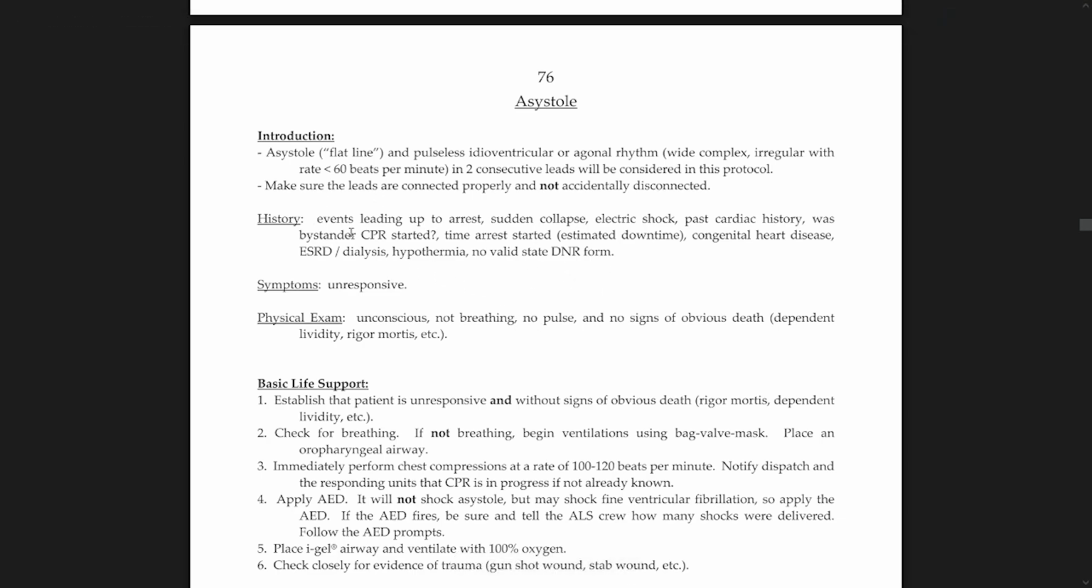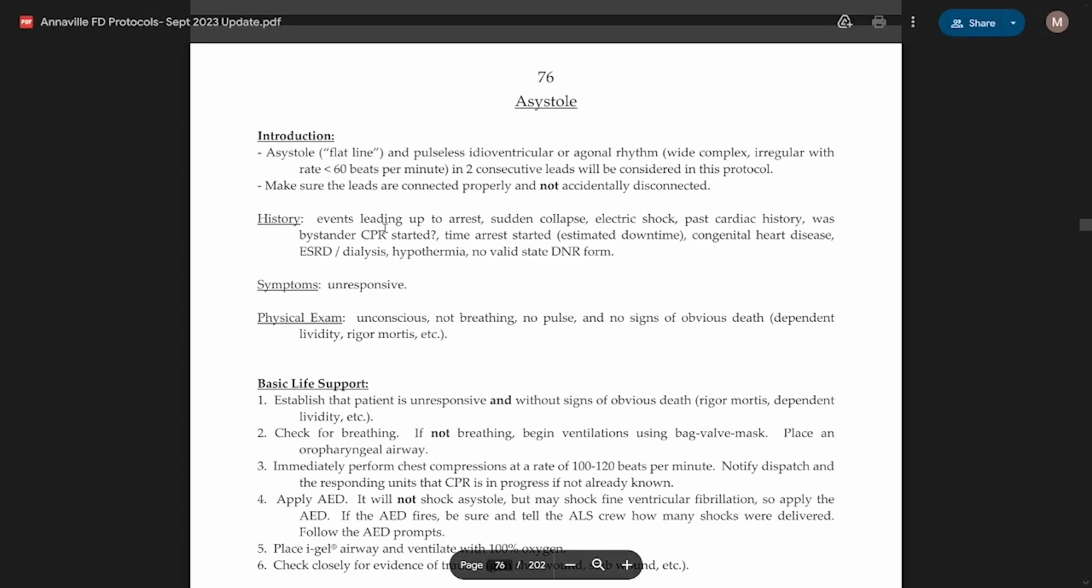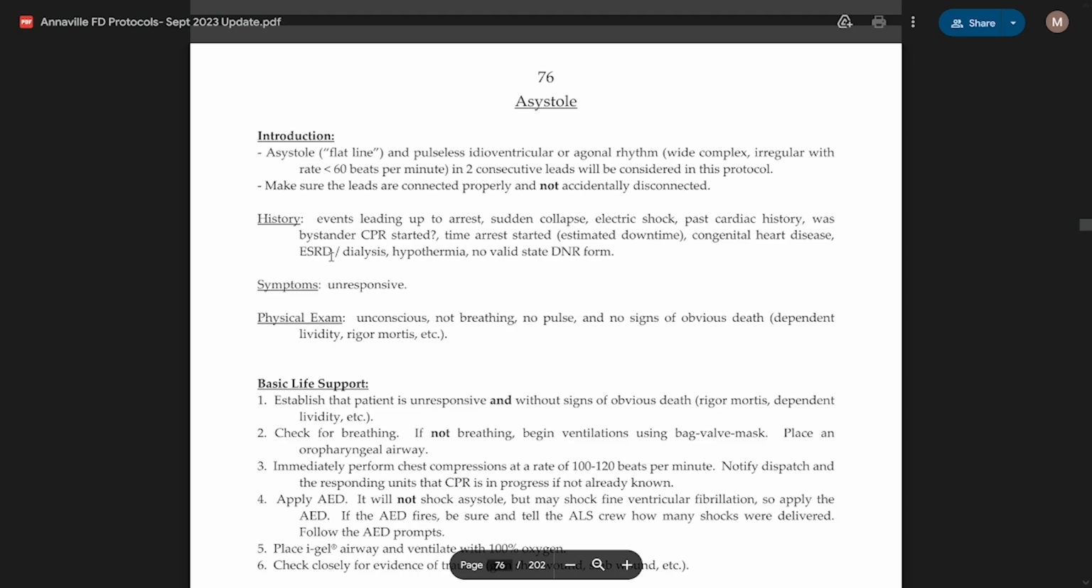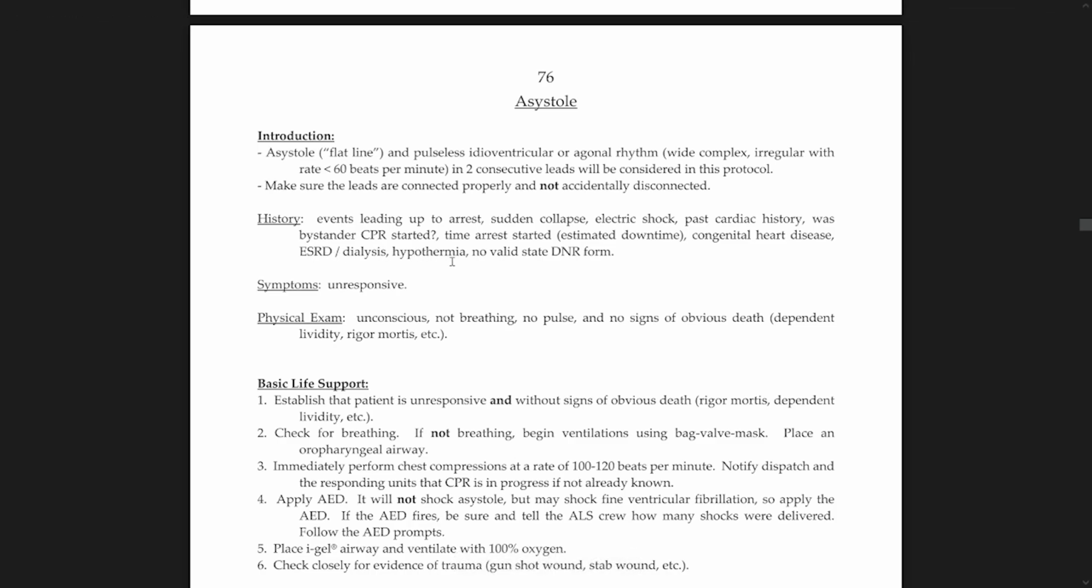Some history that we want to check is the history of the events leading up to the cardiac arrest, a sudden collapse, an electrical shock, past cardiac history, whether a bystander on scene started CPR, the time the arrest started, an estimated downtime, congenital heart disease, ESRD, dialysis patients, hypothermia, and no valid state DNR form.